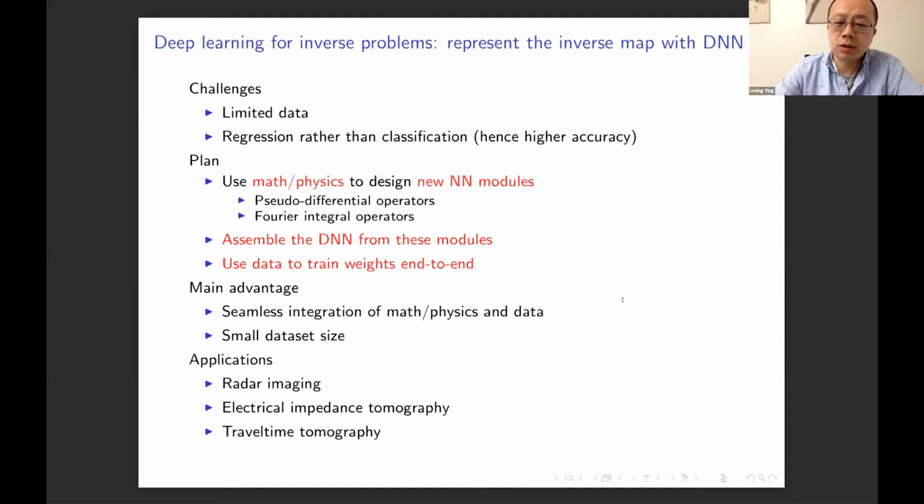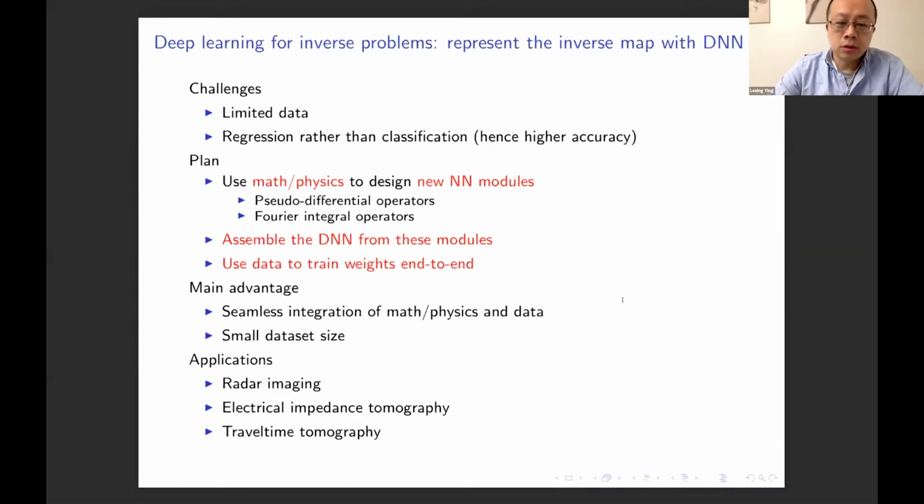The way we view it, the main advantage of this approach is that it provides a seamless integration of the mathematical and physical structure of the inverse problem with the limited amount of data that's available to us. Here, the mathematics and physics correspond to the PDEs and also the statistical property of the inverse problem. And the data, in a medical imaging application for example, you can view as the small amount of data which has already been labeled and provided by the doctors.